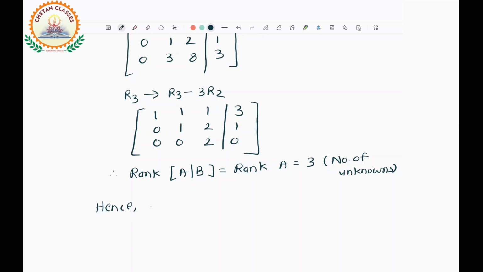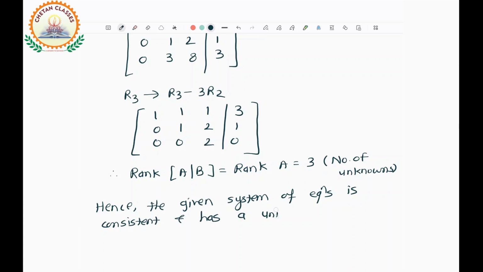Hence, the given system of equations is consistent and has a unique solution.